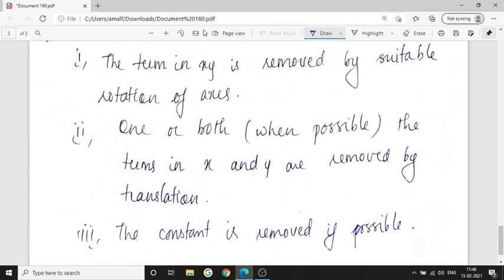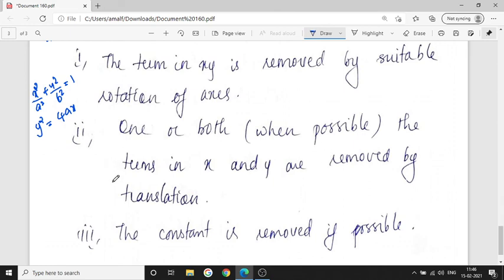And again, x square by a square plus y square by b square equal to 1 does not have the term xy in it. So we need to remove the terms in x and y and the term in xy. So one or both of the terms in xy are removed. Okay, if it is a parabola, it will have the term in x, so you will not be removing that. That depends on your conic. So one or both of the terms in x and y are removed by translation.